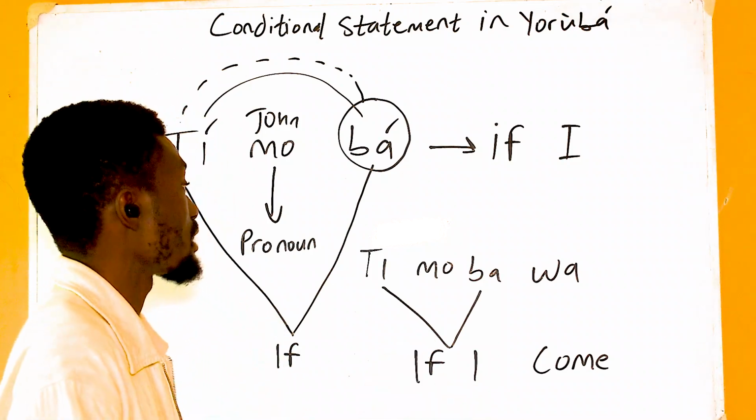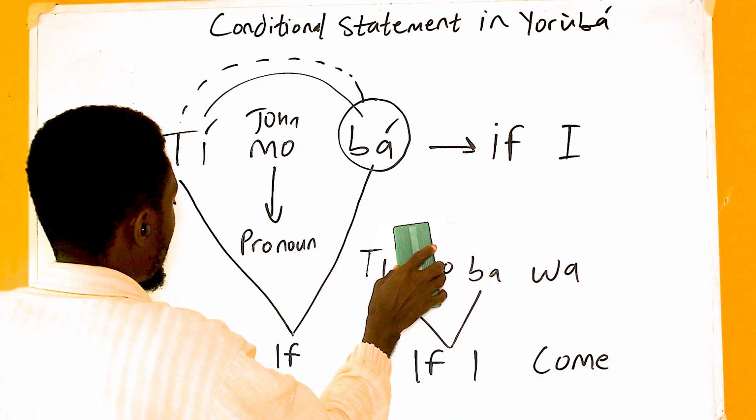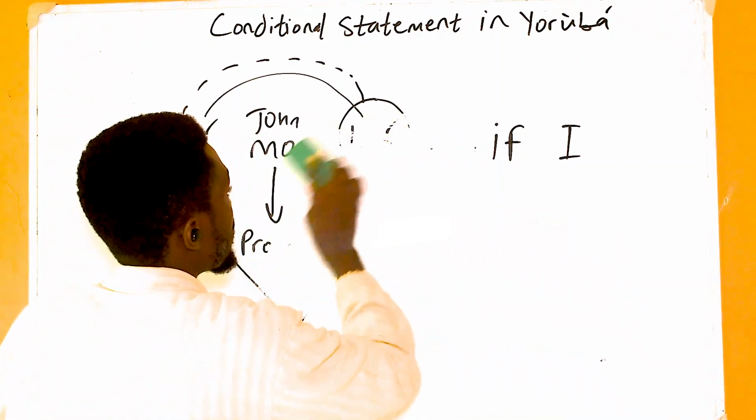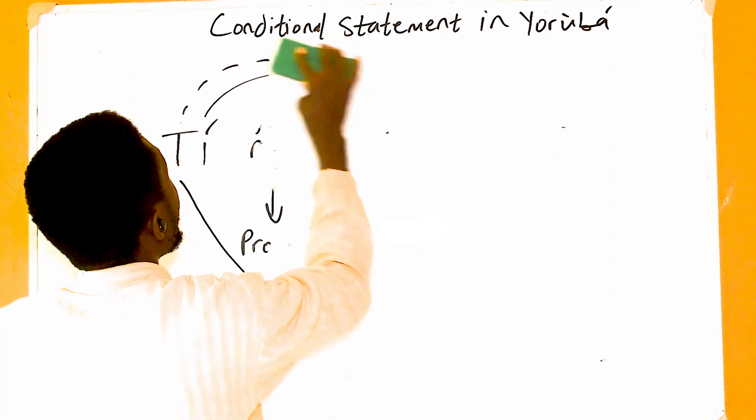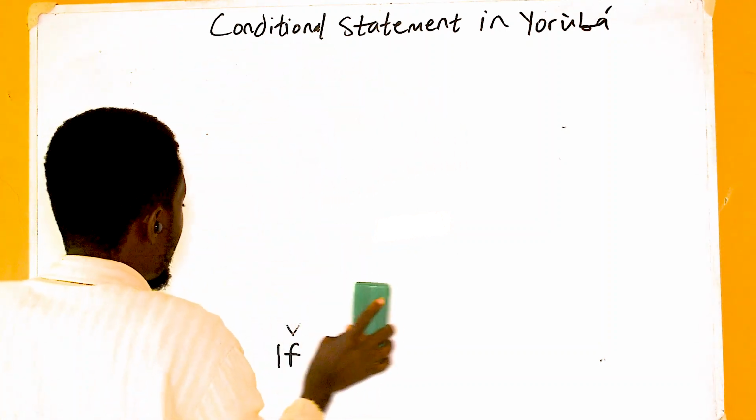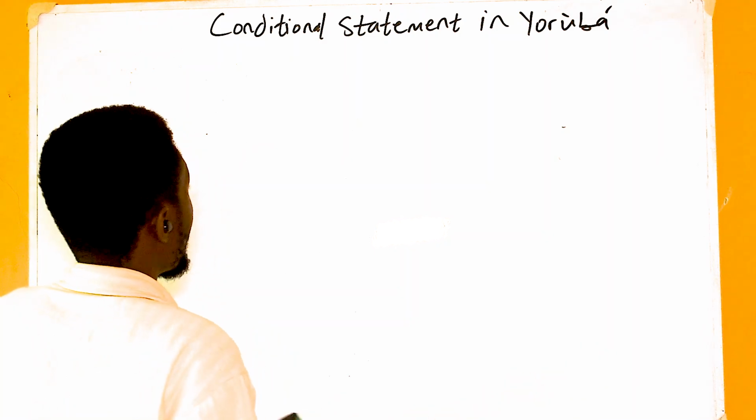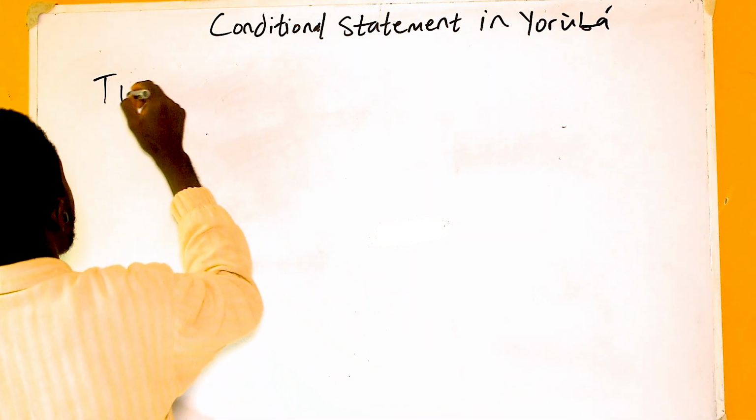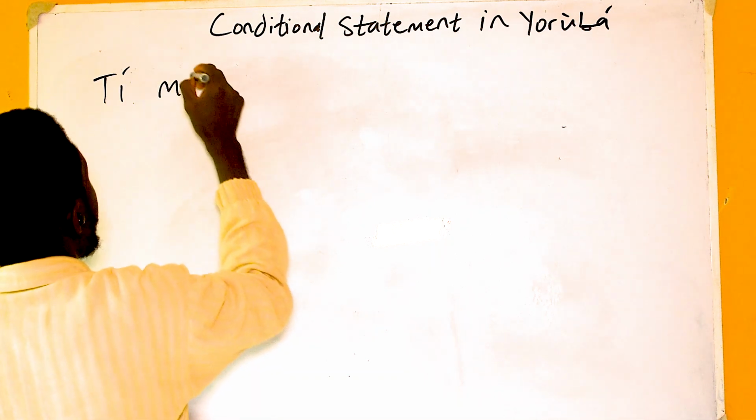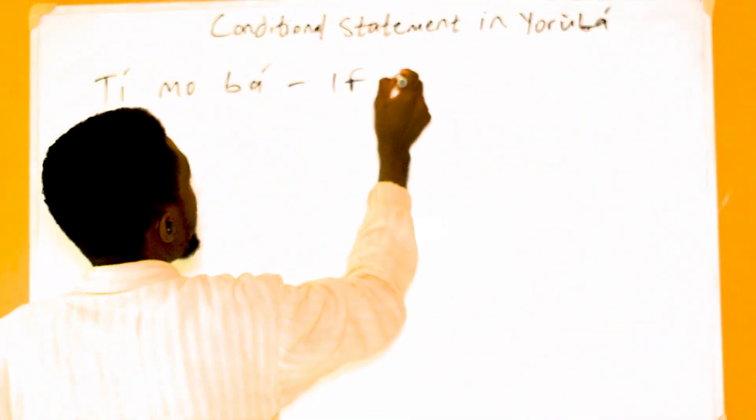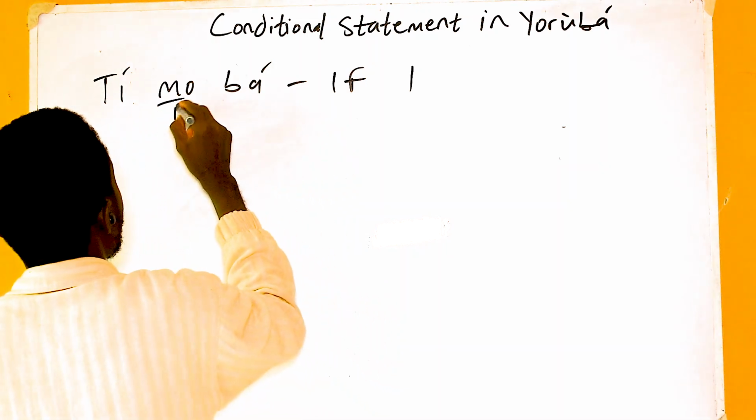Let me clean this and then we use it in examples and see how it behaves. This will also increase the diction that you already have, the language data that you have of the Yoruba language. So again, "ti mo ba", if I. Notice that this one is the pronoun.